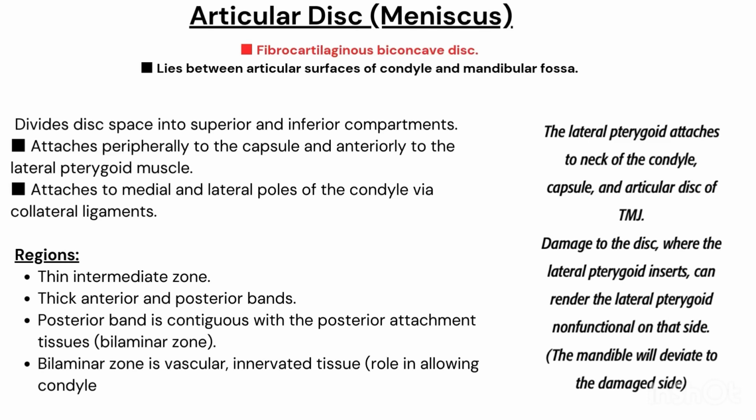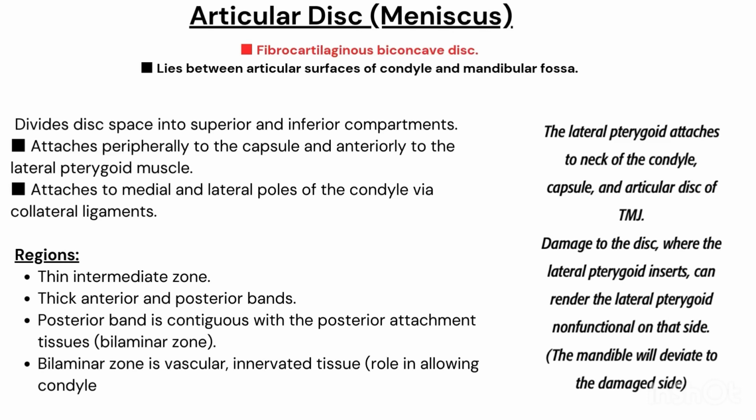Let's talk about the regions of the articular disc. So there is a thin intermediate zone and there are anterior and posterior bands. The posterior band is continuous with the posterior attachment tissue. This posterior attachment tissue is called the bilaminar zone, and this bilaminar zone is vascular.